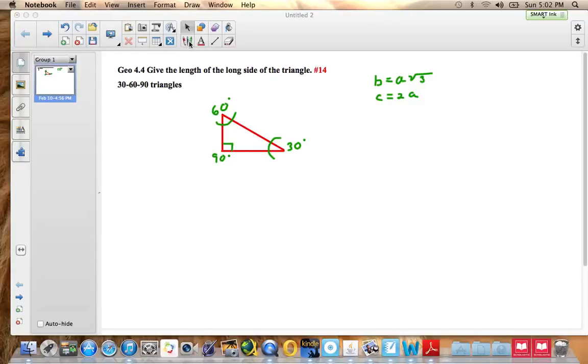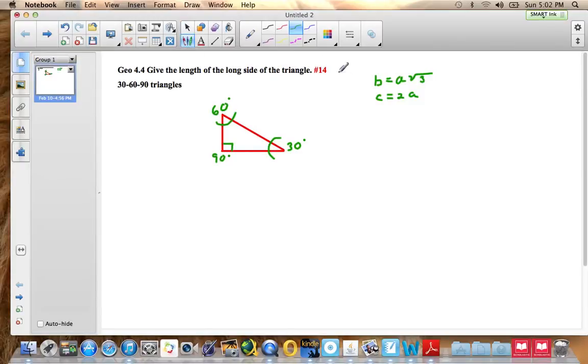As we've talked about in the previous problems, we're still looking at our same formulas when we're talking about a 30-60-90 triangle, 30 degrees by 60 degrees by 90 degrees. B is A times the square root of 3 and C is 2 times A. So the short side, our short leg, is A, our long side is B, and our hypotenuse is C.